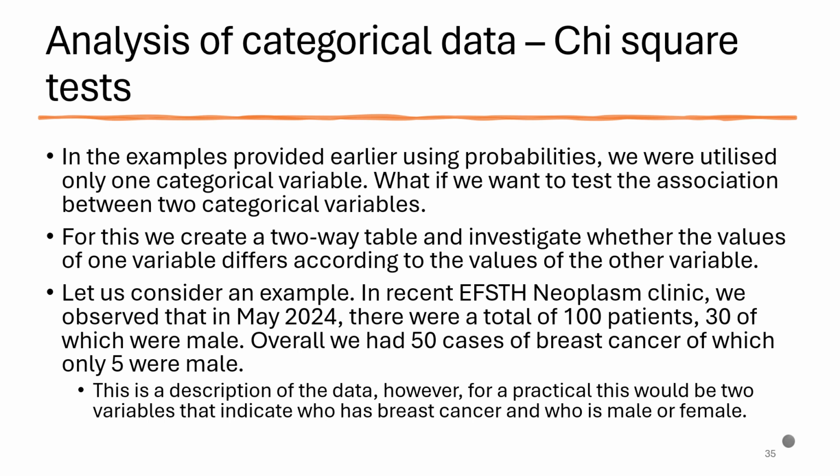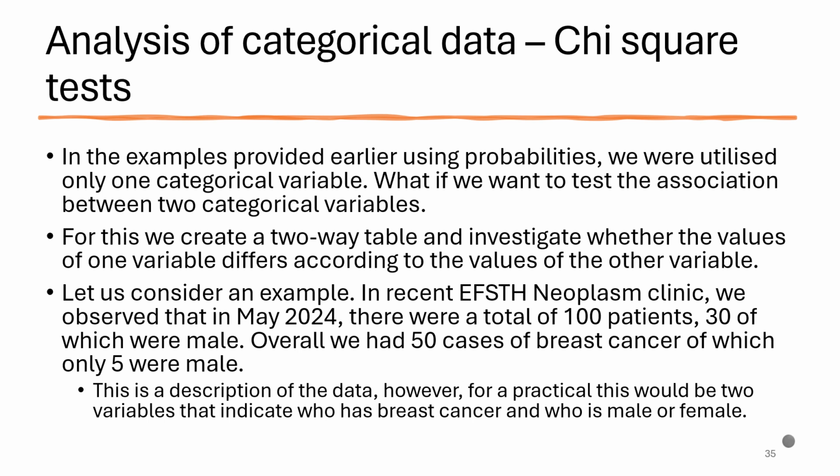But in this case, we're trying to test the association between two categorical variables, right? And for this example, I've restricted it to only a 2 by 2 table. However, you can do this for a 3 by 2, 2 by 3, 3 by 3. Really, as long as they're both categorical variables, you can do a chi-square test of association, right? So for this, we would create a 2 by 2 table and investigate whether the values of one variable differ according to the values of another variable, right?